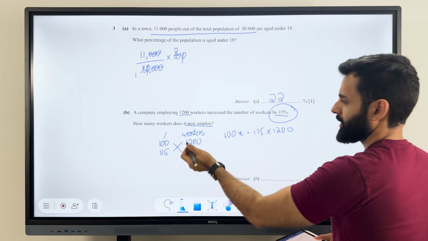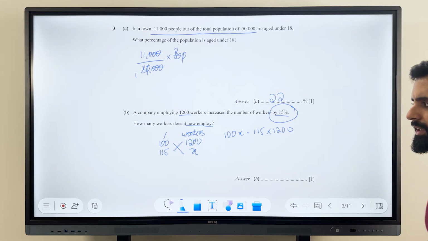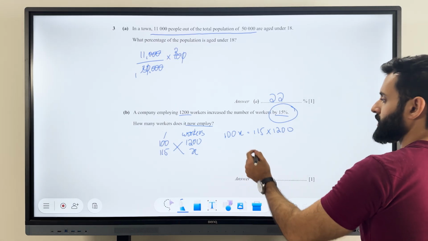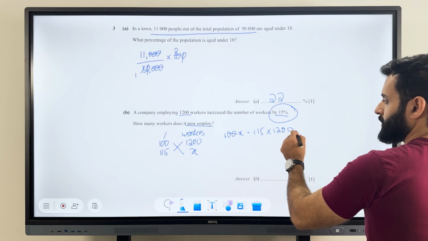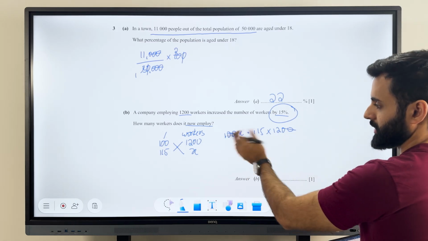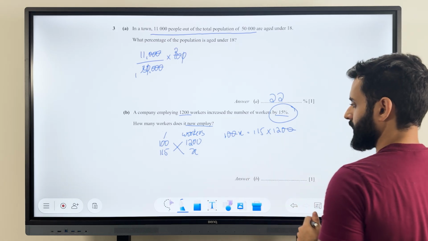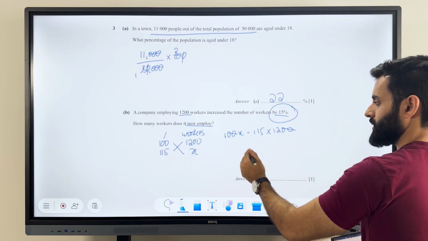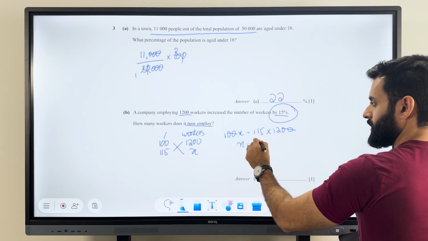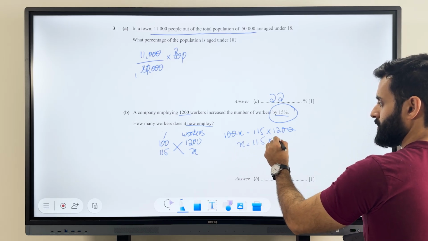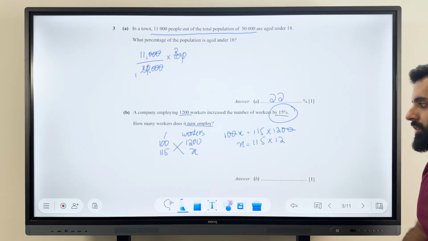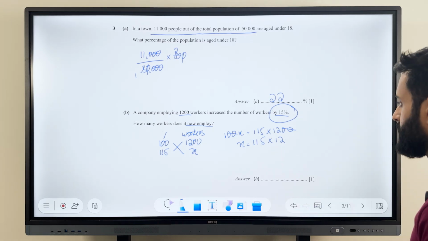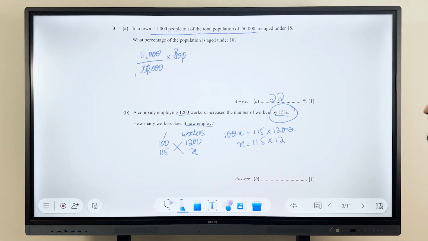Now, if you're thinking, why can't we calculate 15% of 1,200 and then add it? You can totally do that, but this can be done in one step, as you will see. So we cross out the two zeros, we cross out the two zeros from here. Since there's an equals sign in between, that means we can simplify across the equals sign. So x is equal to 115 times 12. Now, if you're like me, you can't work this out directly, nothing to worry about. Let's work it out on the side over here.